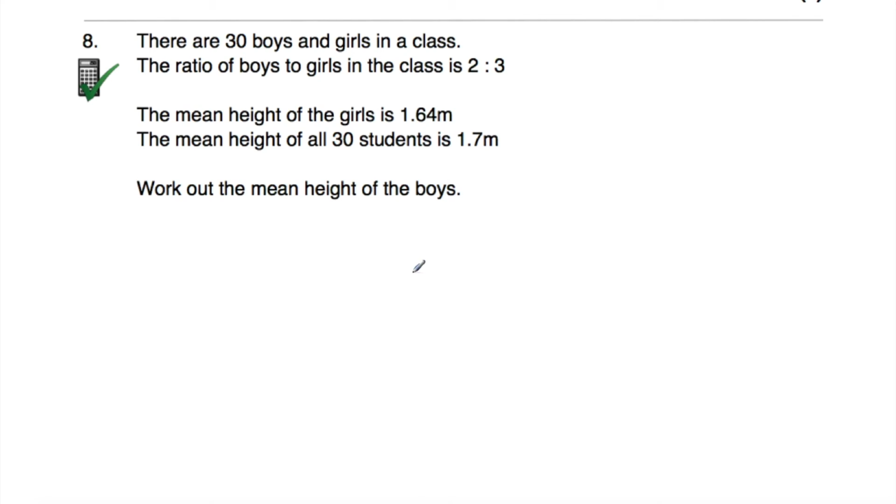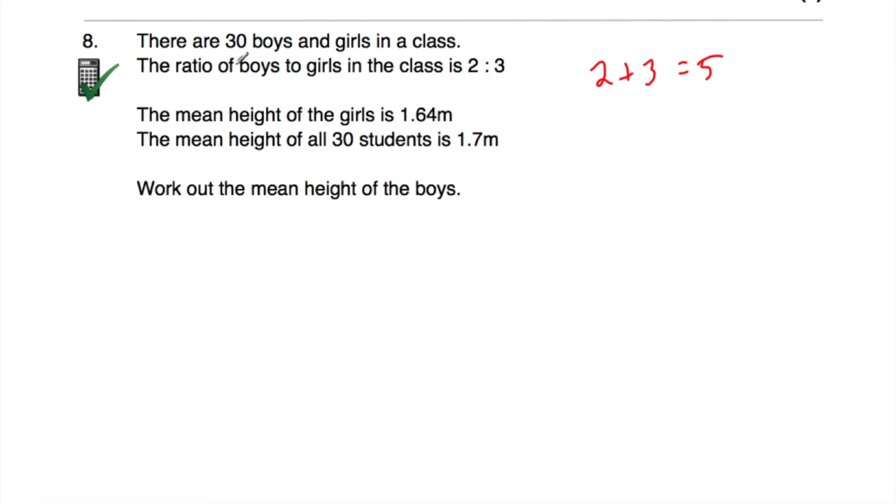So this one's a bit like the last two questions where we're told the combined mean, the mean height for everybody in the class, and we've got the mean height for the girls. But this question is just a little bit different because we're not told how many boys and girls there are. We've got the ratio. So we're going to need to share 30 in the ratio 2 to 3 to begin with. So in terms of doing that, the way I would do this question normally is add the parts together. So I would do 2 plus 3 is equal to 5. So there's 5 parts altogether.